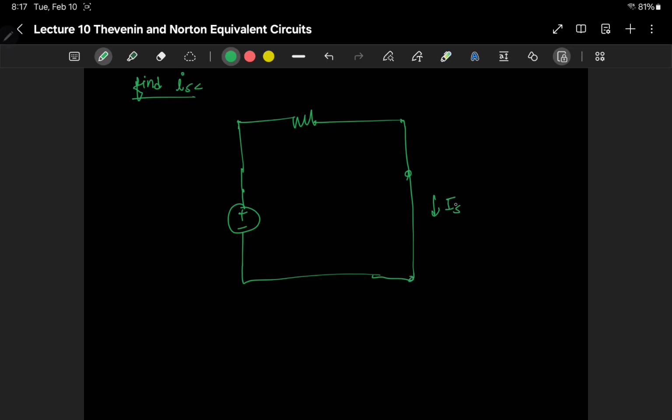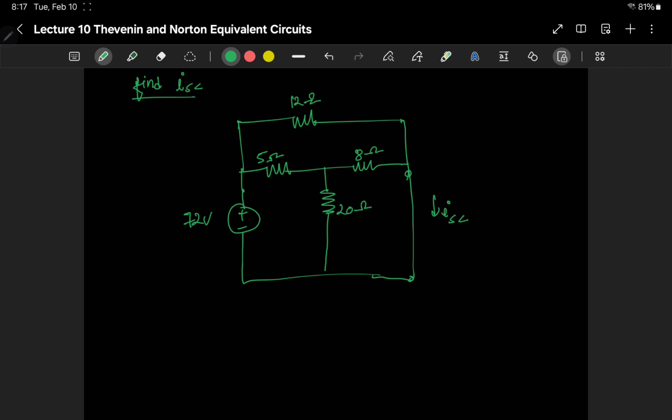Let me redraw this circuit again so that it's not too confusing for you guys. This is the part that was short circuited, and we had two resistors here and one resistor here, and this source was 72 volts. This is 12 ohm, this is 5 ohm, this is 8 ohm, this is 20 ohm.